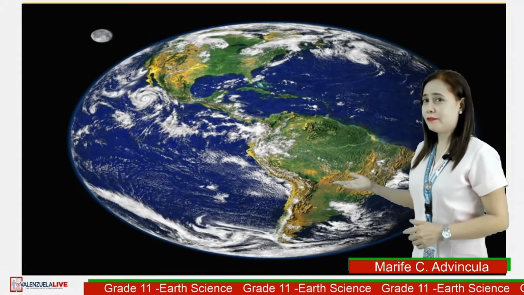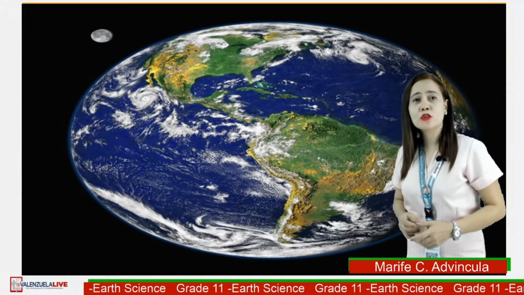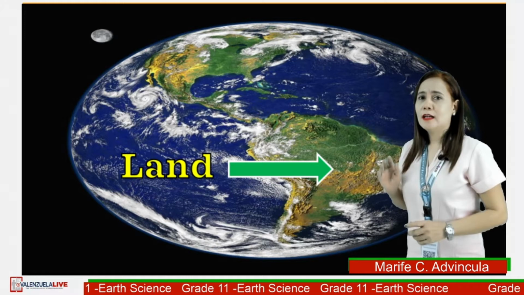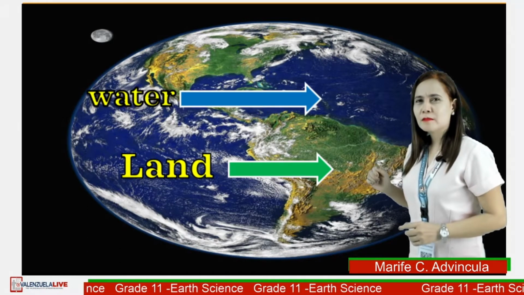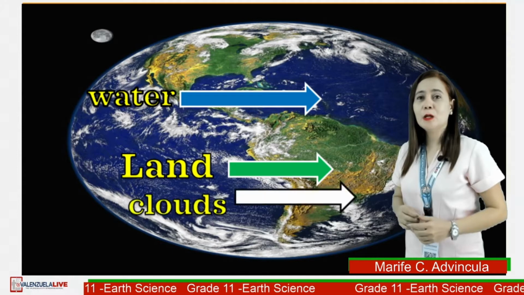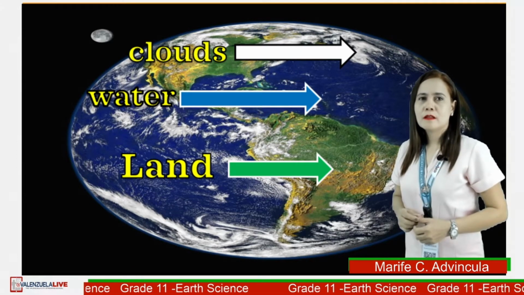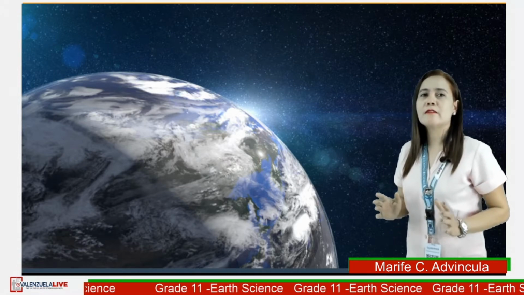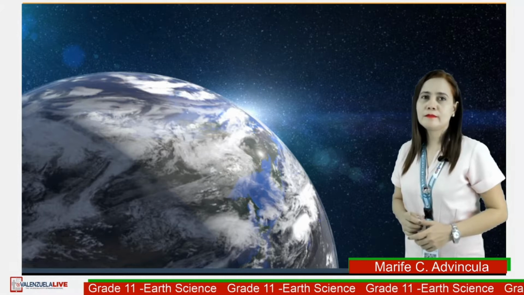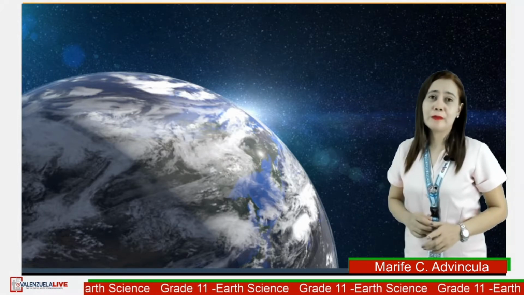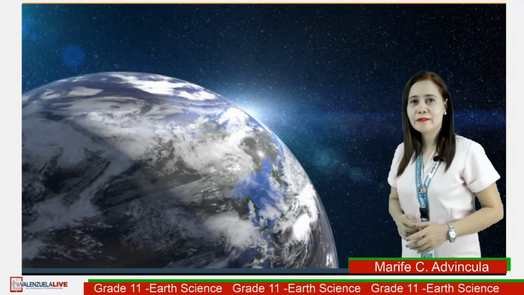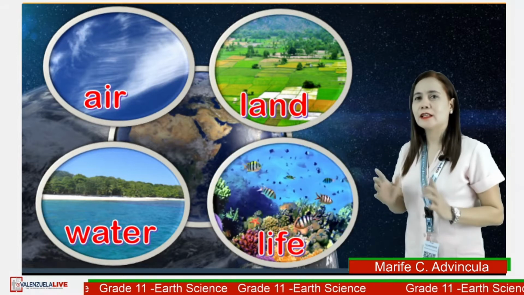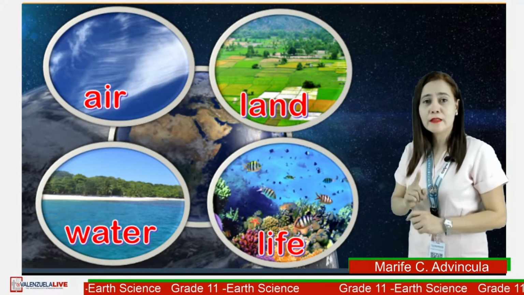Looking at the picture of the Earth, what are the things that you immediately notice? You'd probably see land, maybe bodies of water, and also clouds. These things that you observe are actually parts of the physical environment of the Earth. Earth is a dynamic planet, and each part of the Earth, air, water, and life, are interconnected and continuously interact with one another.